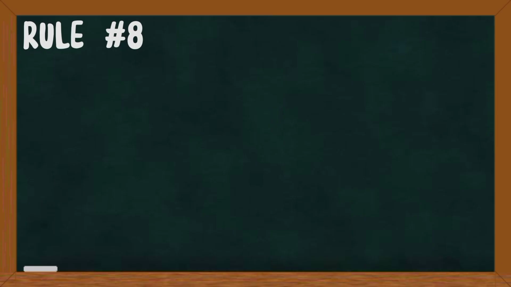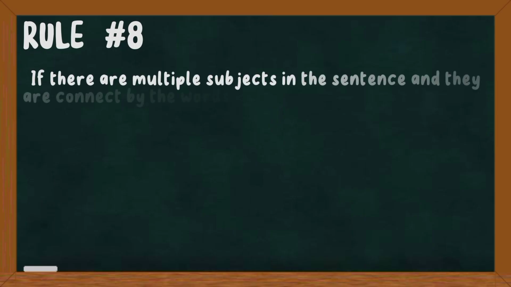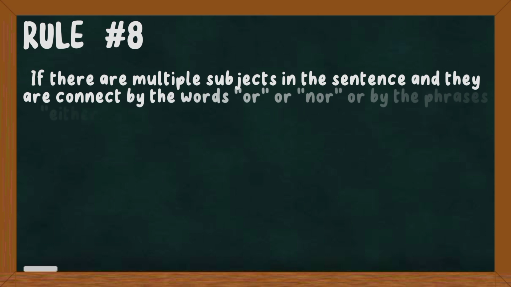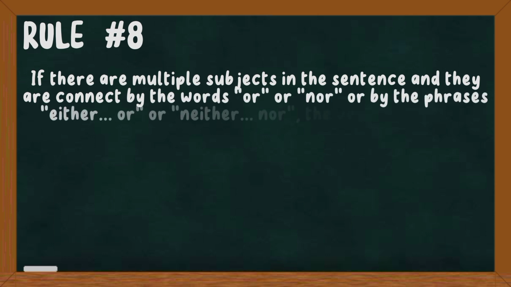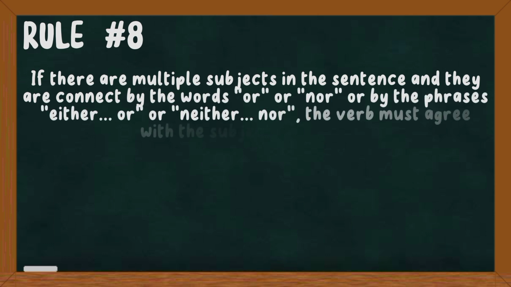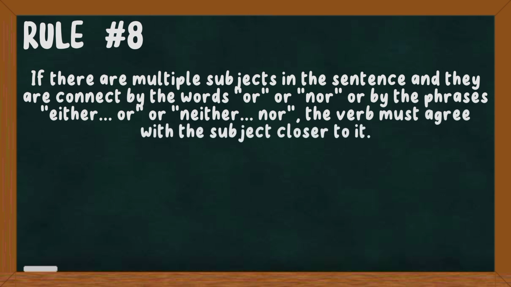Rule number 8. If there are more than one subject and they are connected by the words or, nor, or with the phrases either or, neither nor, the verb must agree with the subject closer to it.